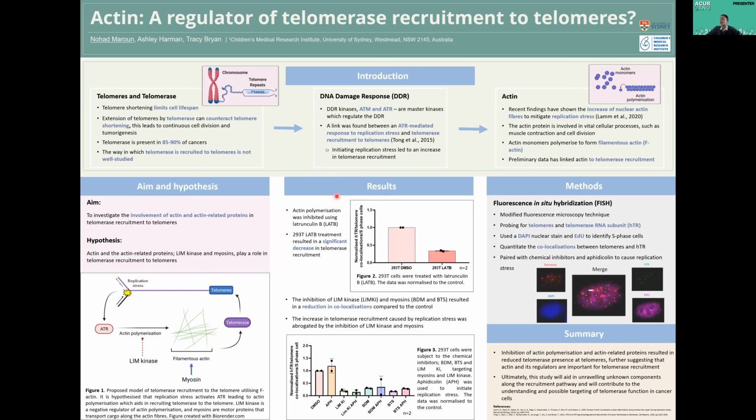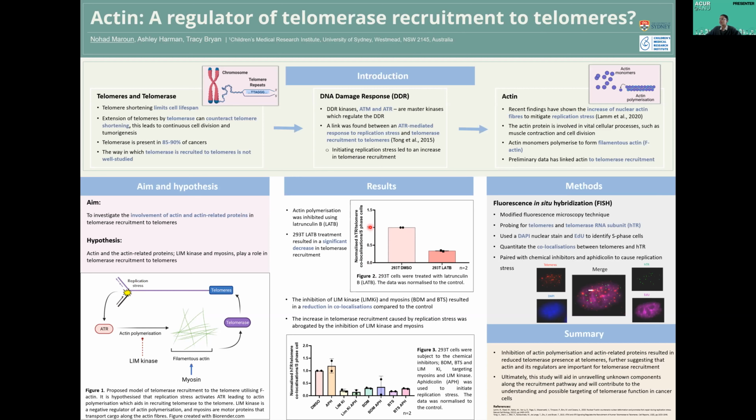So we treated 293T cells, which are an embryonic kidney cell line that are highly transfectable and are also very high in telomerase foci, with latrunculin B. And latrunculin B is an inhibitor of actin polymerization. So it works by binding to actin monomers, which prevents them from polymerizing and forming the F-actin. And we also used DMSO, which is dimethyl sulfoxide, as the control. It just freezes the cells and prevents them from drying during the experiment.